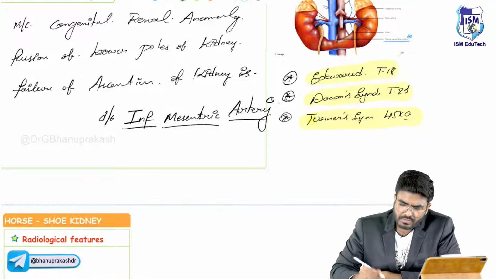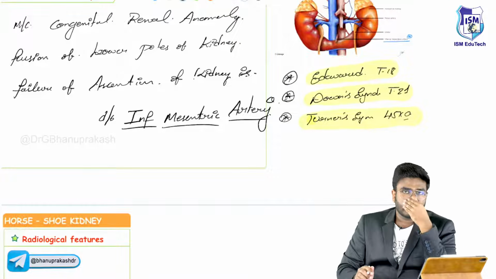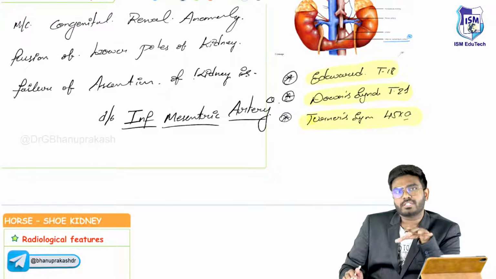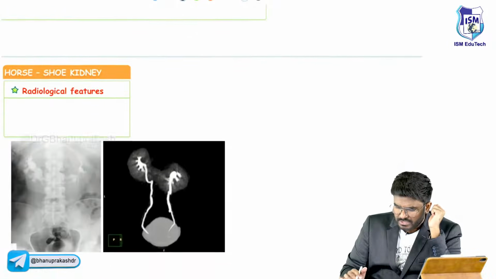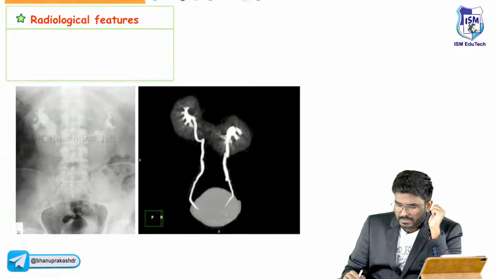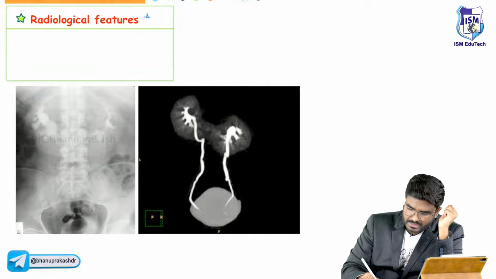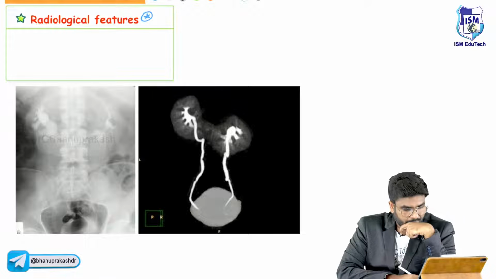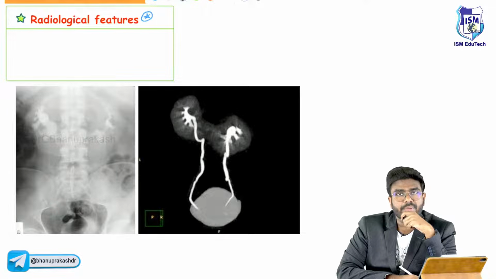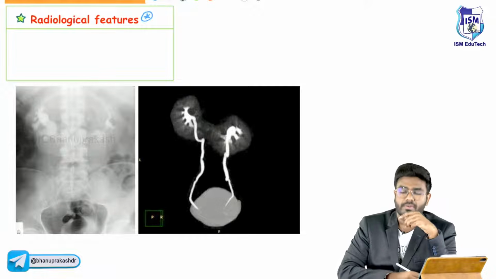Now, when you do radiological examination, what kind of radiological appearance are these patients going to have? Guys, do you know? Any idea? Say radiological features. Come on, guys. What are the radiological appearances that are seen in these patients? Intravenous urogram is going to show what kind of appearance?